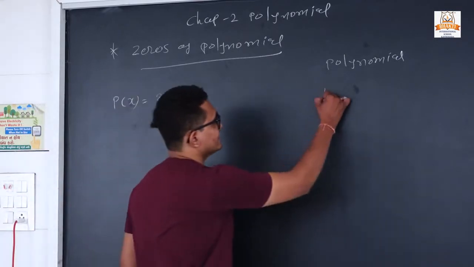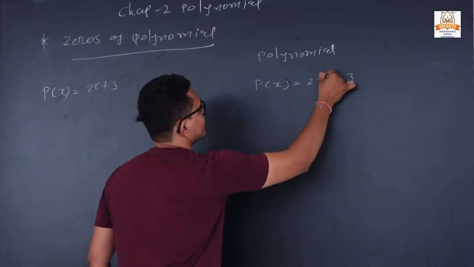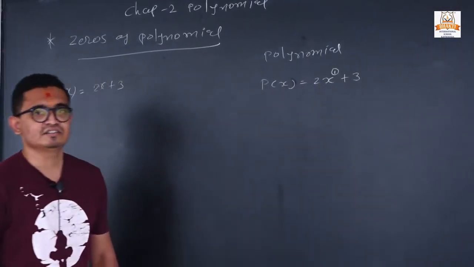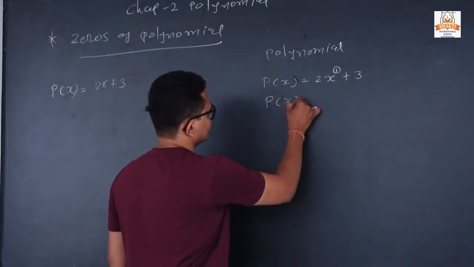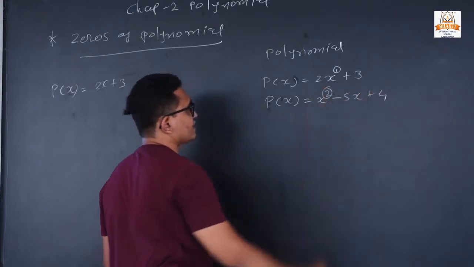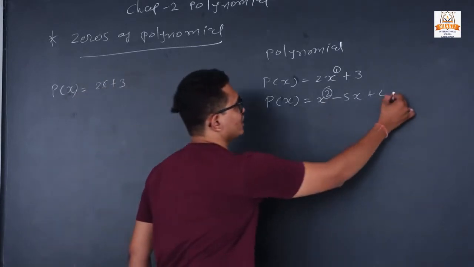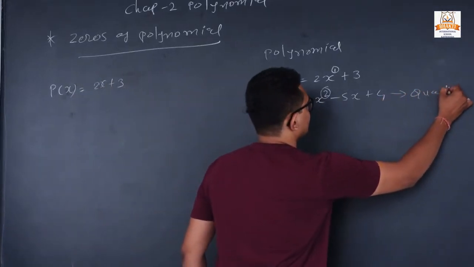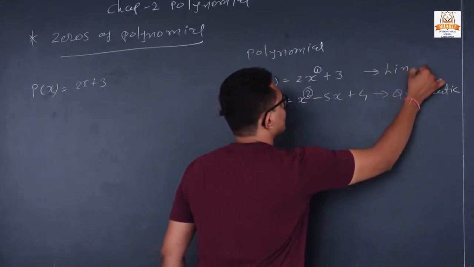We can take one example. Suppose 2x plus 3. Here x has the power of 1, so it is called a linear polynomial. Second, x square minus 5x plus 4. Here x has the power of 2, so it is called a quadratic polynomial.